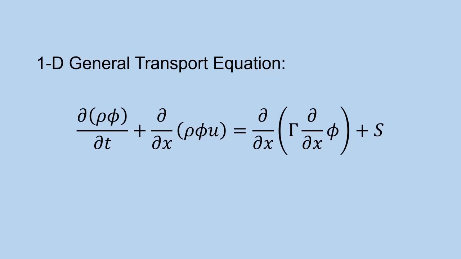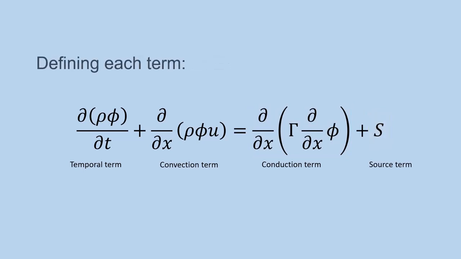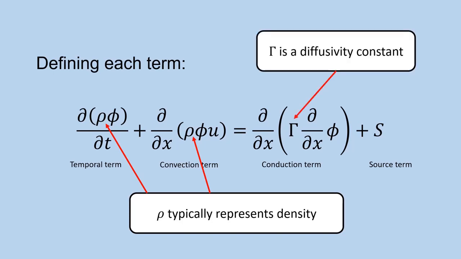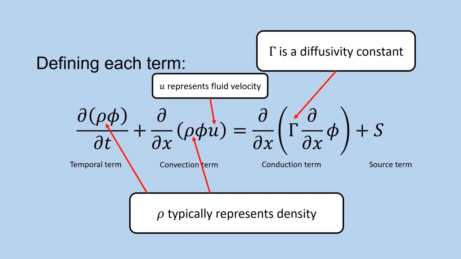In this equation, there are four terms, namely the temporal term, the convection term, the conduction term, and the source term. Let's unpack each of the terms and its symbols. Rho typically denotes the density of the fluid being studied. The term gamma is found in the conduction term, and we refer to it as the diffusivity constant. U refers to the fluid velocity.